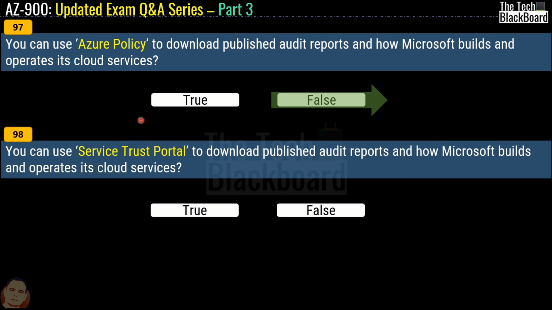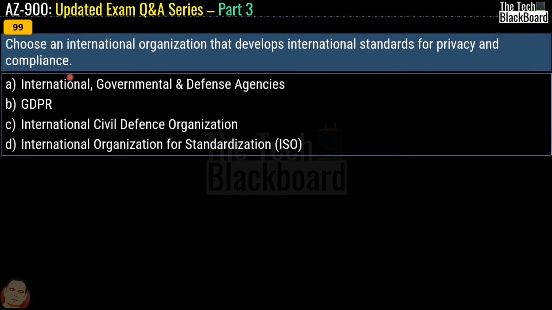For that, let's read question number 98. It says that you can use Service Trust Portal to download published audit reports and how Microsoft builds and operates its cloud services. And this time, this one is a true statement. And now comes question number 99.